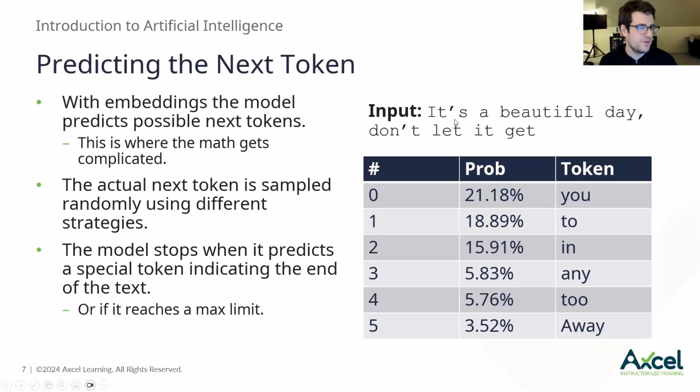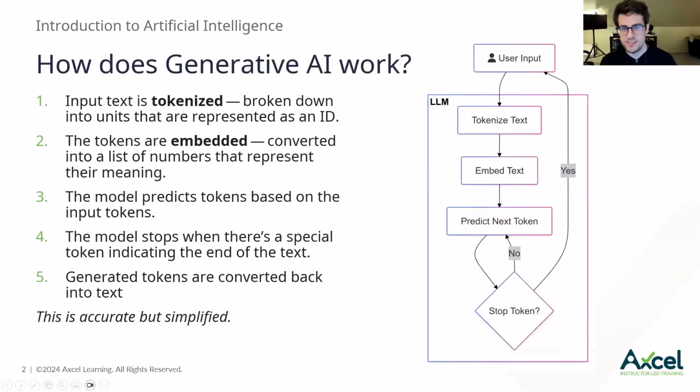So here it would go, it's a beautiful day, don't let it get, you, to, and so on and so forth. Now, once we have this, the text can go back to the user, and we have effectively that full cycle of tokenizing text, embedding it, predicting it, eventually stopping, and then going back to the user.